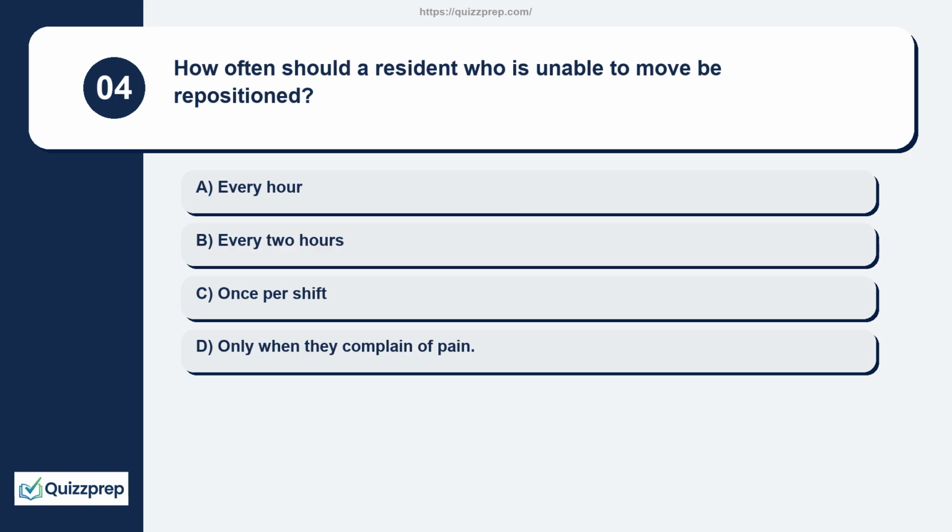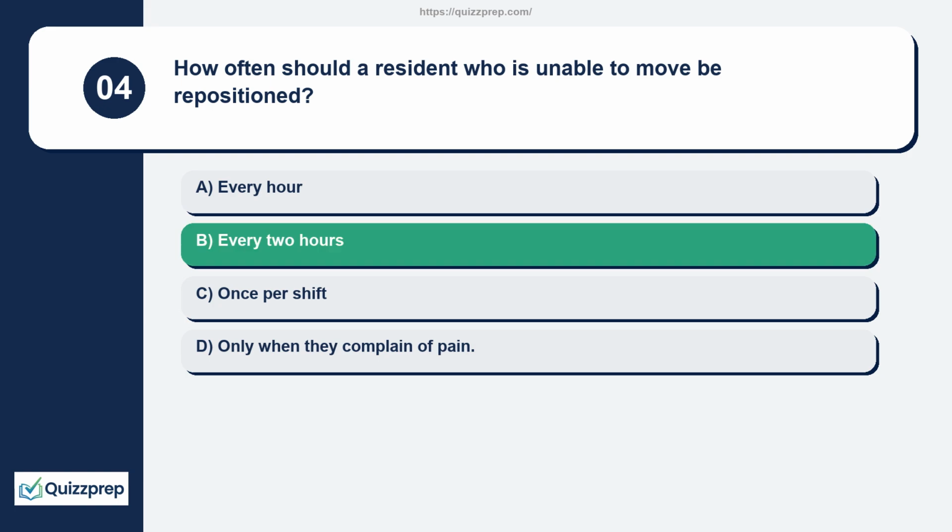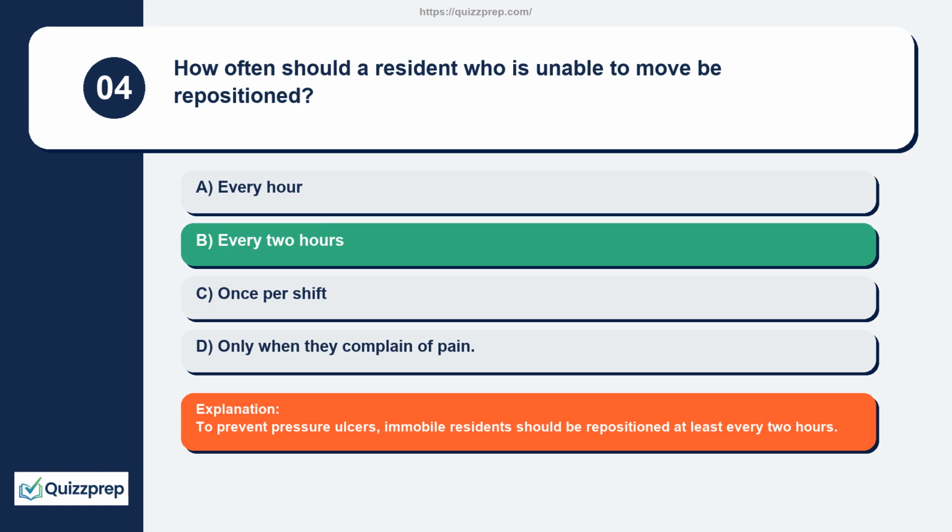Question 4. How often should a resident who is unable to move be repositioned? Every hour. Every 2 hours. Once per shift. Only when they complain of pain. To prevent pressure ulcers, immobile residents should be repositioned at least every 2 hours.